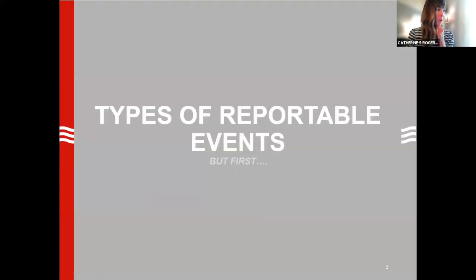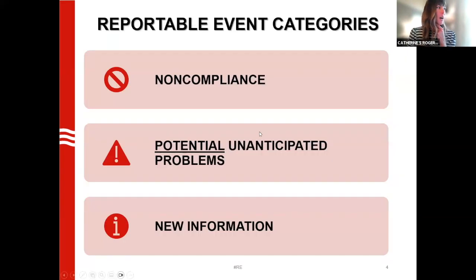So, types of reportable events. The three main types that you're probably very familiar with that we use here are noncompliance, potential unanticipated problems, and new information. Jesse will go over in a bit why "potential" is underlined. New information is the most catch-all term for everything that doesn't really fall under one of the other two categories, noncompliance or unanticipated problems. So these are the main categories.